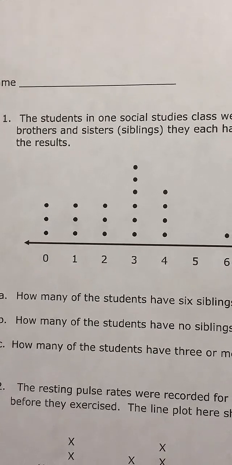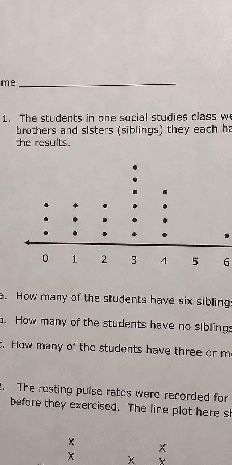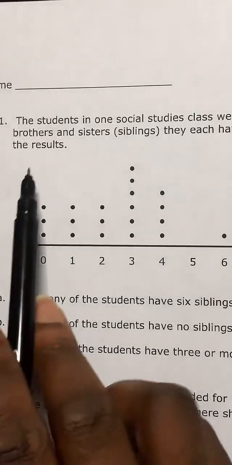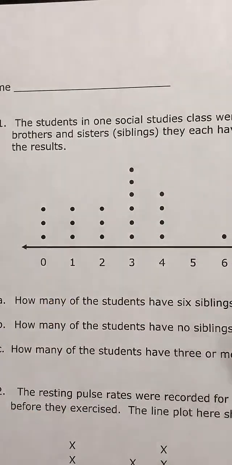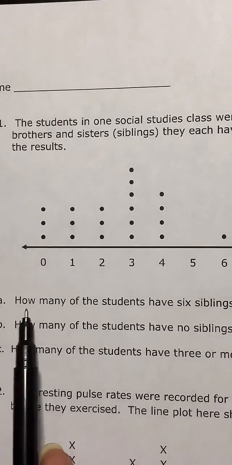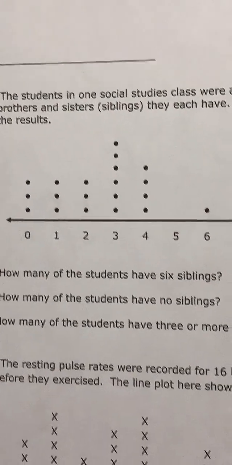All right, so last one, dot plots. So we kind of talked a little bit about these before, especially when we were looking at mean, median, mode, and a little bit of range for variation. So we have a couple of these. The students in one social studies class were asked how many brothers and sisters, siblings, they each have. The dot plot here shows the results. So, how many of the students have 6 siblings?